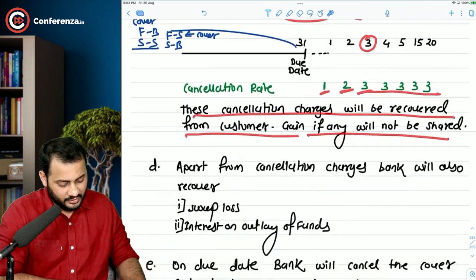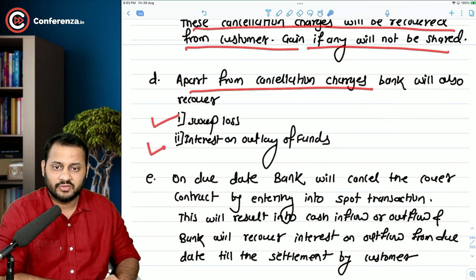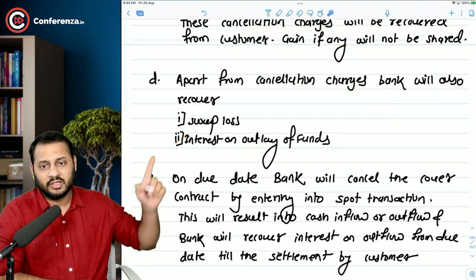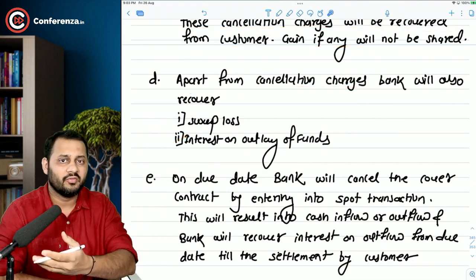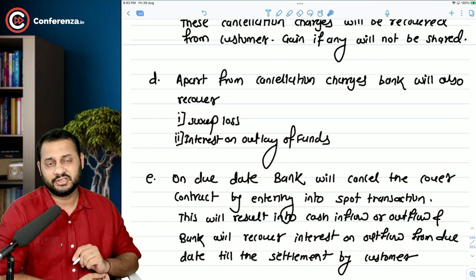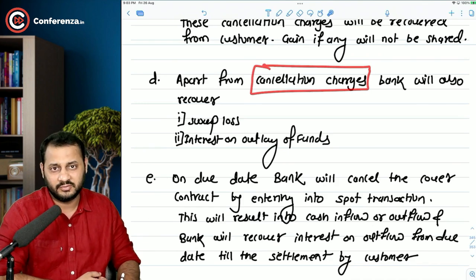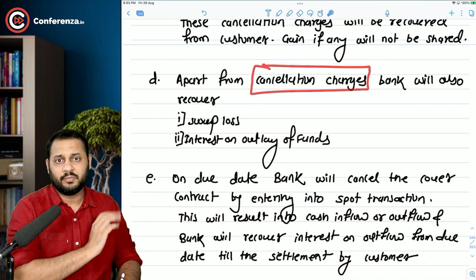Okay, sir. Now, apart from the cancellation charges, the bank will also recover swap loss and interest on outlay of fund. Now, this much of the amount is already recovered in early delivery also. But in this late extension, we will recover cancellation charges. This is the third item that will be recovered in the late part.